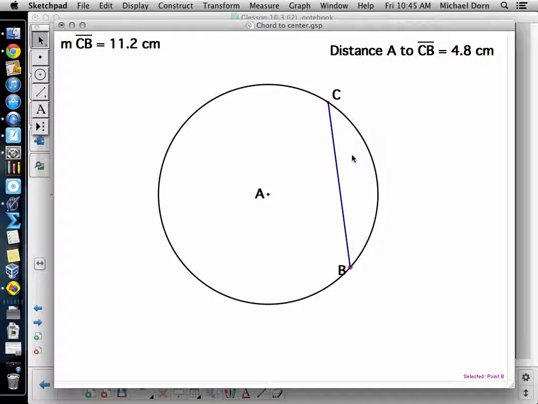What if two chords are the same length? What does that tell you about their distances from the center of the circle? They have to be equally distant from the center of the circle. Or if two chords are equally distant from the center of the circle, it would also tell us that they have to have the same length.